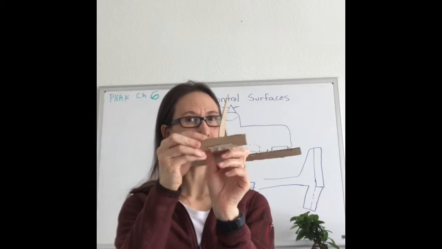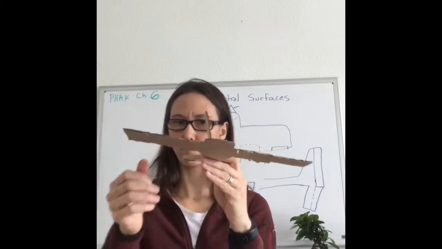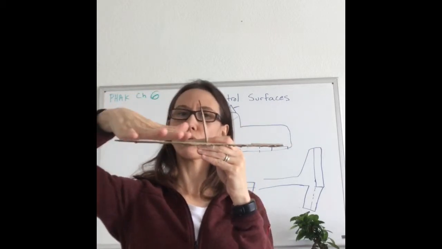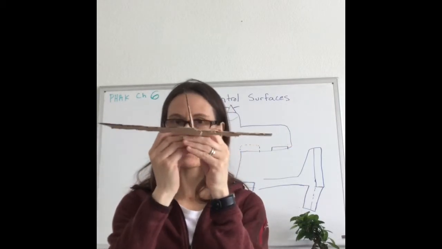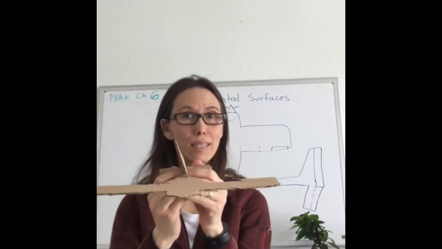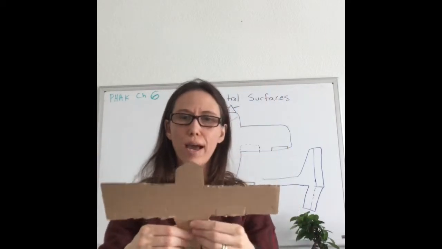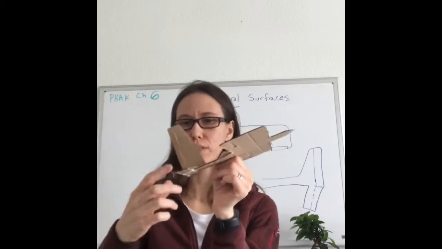Okay, let's think about what happens when our elevator goes up. Elevator goes up. Pull back. Yep, it's going up. The wind is going to come over the wings, over the airplane. It's going to smack into that elevator that's sticking up. What's going to happen when the wind smacks into that elevator? It's going to push the tail down. Okay, tail went down. Tail did not go up. Tail went down. But what happens when the tail goes down? The nose goes up. So what's happening here?